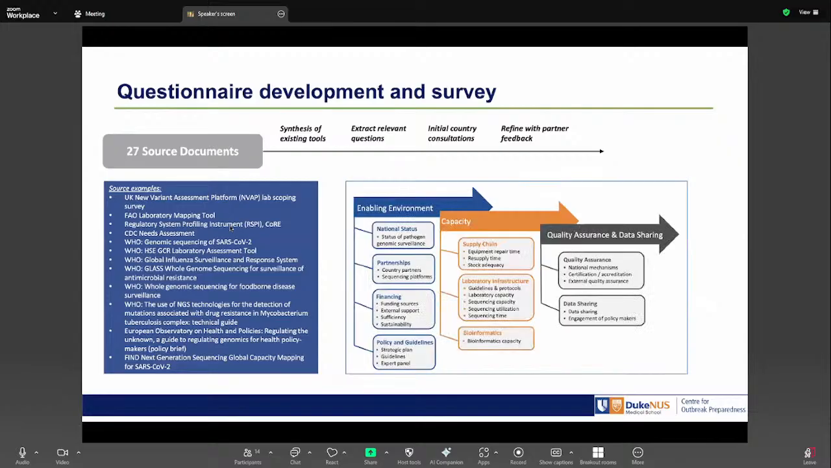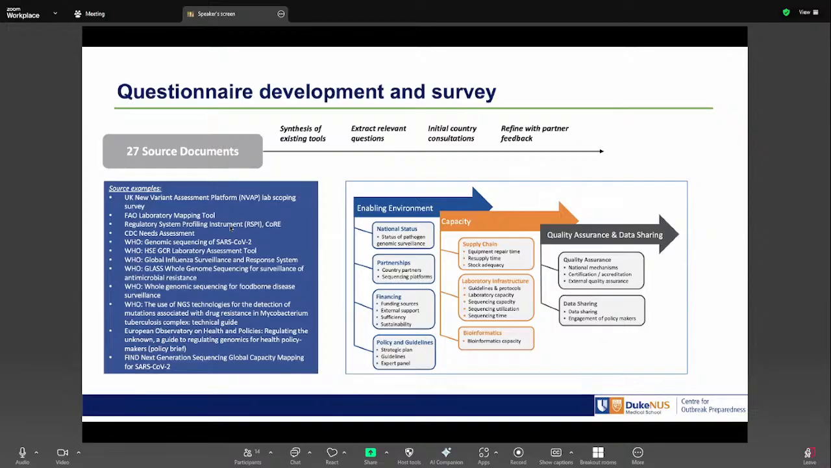How we started was we set up a survey, and we looked at what existed in terms of questionnaires that people had used to look at NGS capacity in countries. There were quite a few already, but a lot of them were very lab-based. They weren't looking at national capacity. So we looked at each of those surveys and used them as reference documents to develop our own questionnaire.